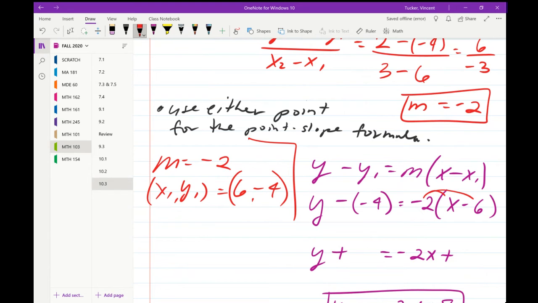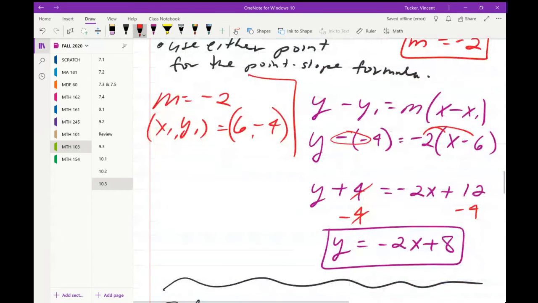Distribute that -2. Right here, negative times negative turns positive, so it'll be y plus 4 equals -2x plus 12. Subtract 4. y is equal to -2x plus 8.